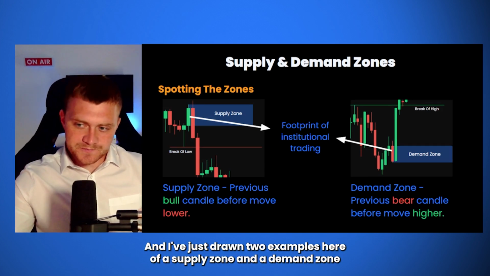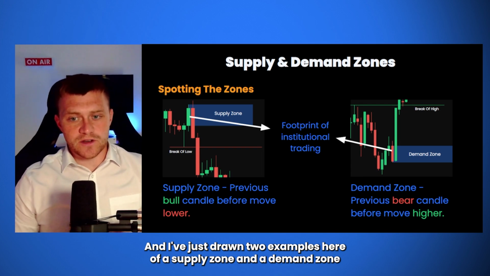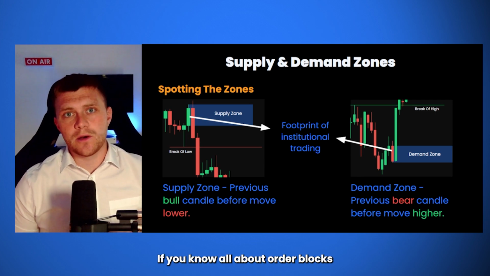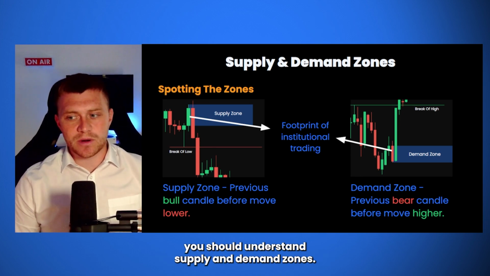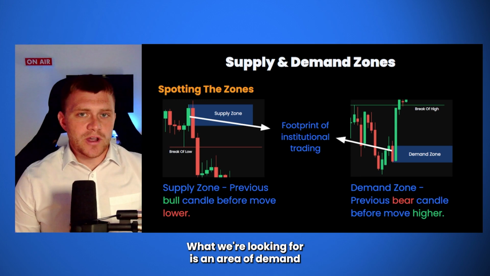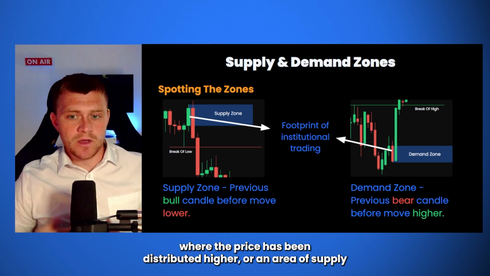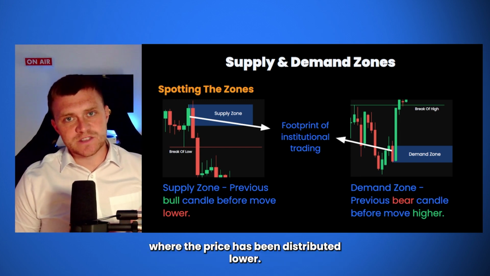And I've just drawn two examples here of a supply zone and a demand zone. Very, very similar to order blocks. If you know all about order blocks, you should understand supply and demand zones. What we're looking for is an area of demand where the price has been distributed higher, or an area of supply where the price has been distributed lower.